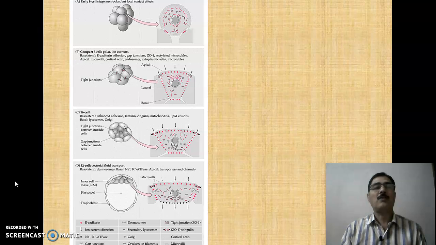This is the whole process. You can see the 8-cell stage. There is compaction in the 8-cell stage, then there is formation of inner cell mass and the trophoblast in the 16-cell stage, and later on in the 32-cell stage.